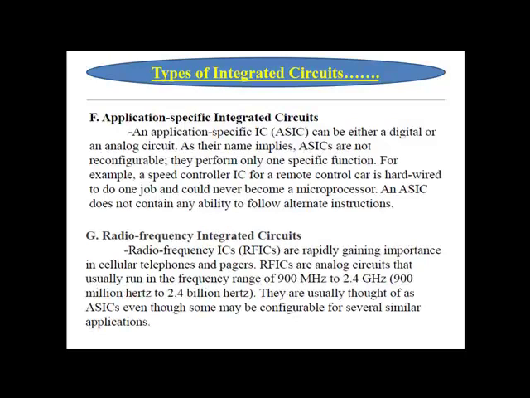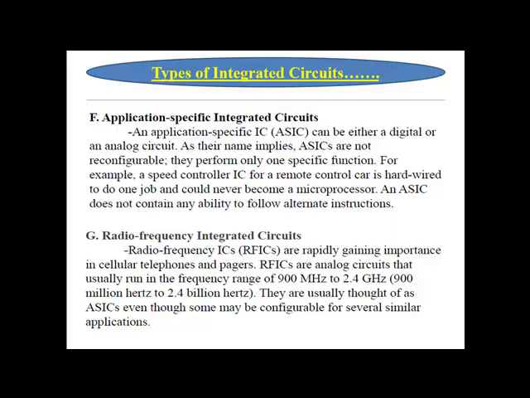An ASIC IC may be of analog or digital type that contains a specific application only. These are not reconfigurable. Once they are fabricated for a particular function, they will perform only one specific function. For example, a speed controller IC does one job and could never become a processor. One IC that is defined especially for the automobile sector performs some specific task in the automobile component and cannot be used elsewhere.